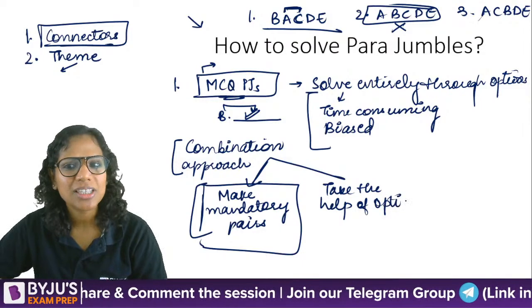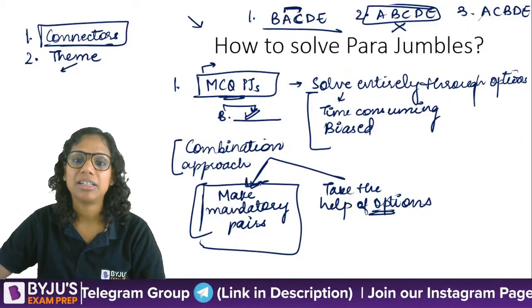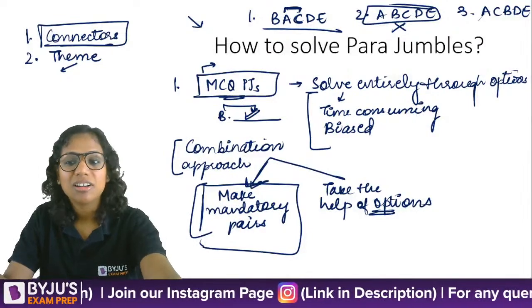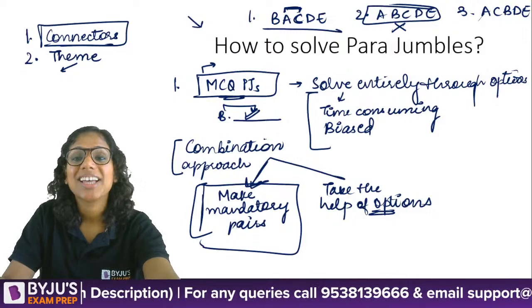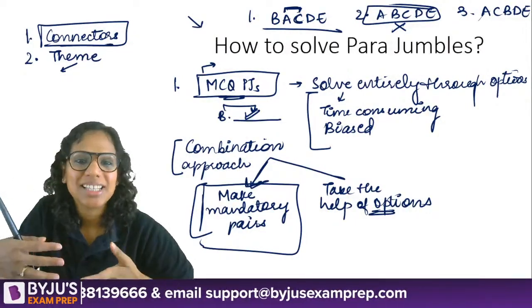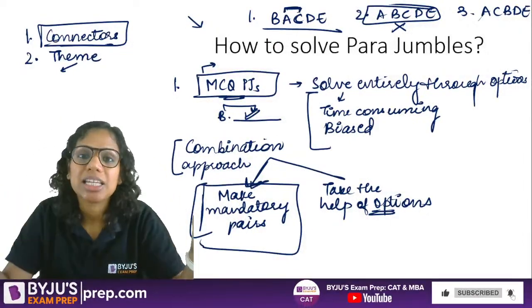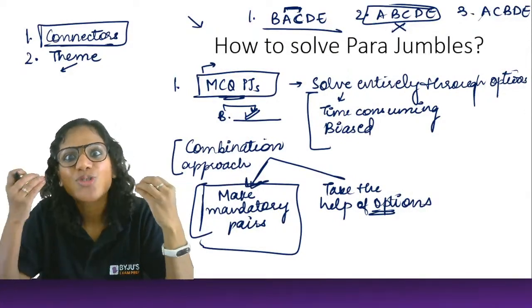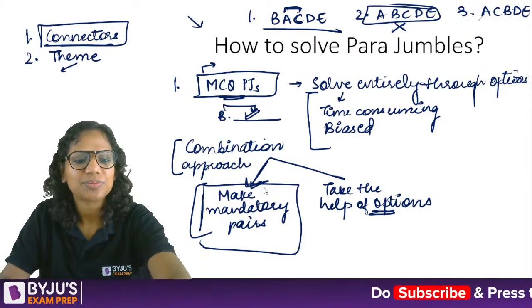So let's implement this for a question. We will take the help of options, but we will rely primarily on making mandatory pairs. I understand that some of you must be thinking, why not find the opening sentence first? I am not saying that finding the opening sentence is bad. In fact, it's a very human tendency to first look for the beginning, the starting point. If you're able to find it easily, great. If not, don't be stubborn about it. Don't be hell bent on just finding the opening sentence. Sometimes it's not that clear.